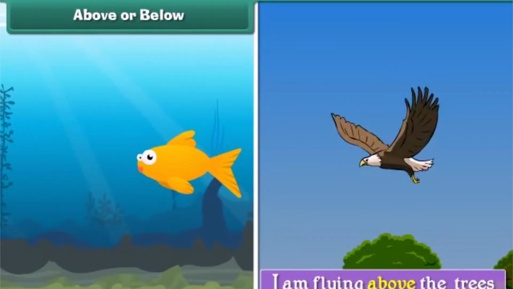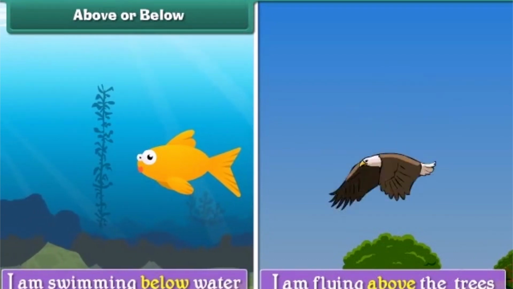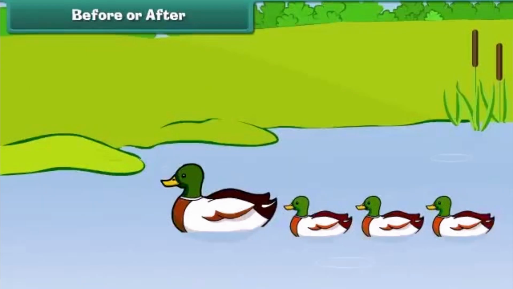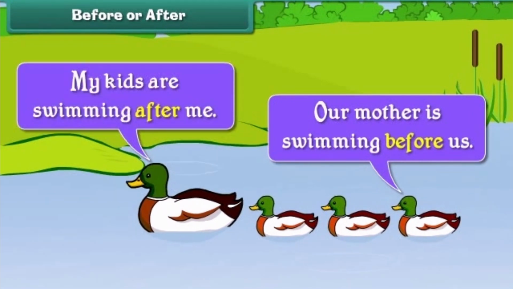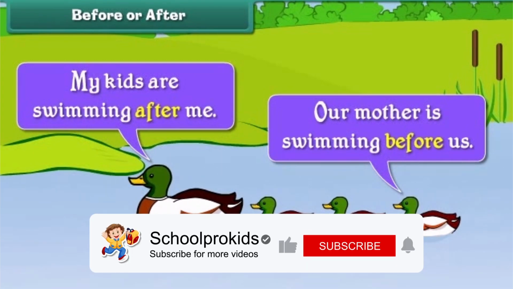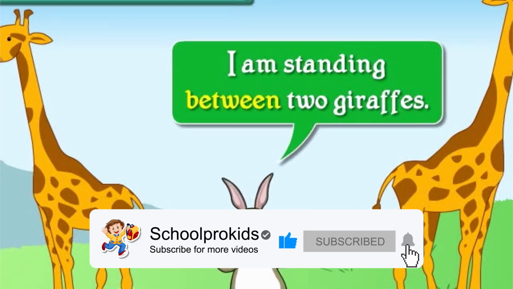I am flying above the trees. I am swimming below water. Our mother is swimming before us. My kids are swimming after me. I am standing between two giraffes.